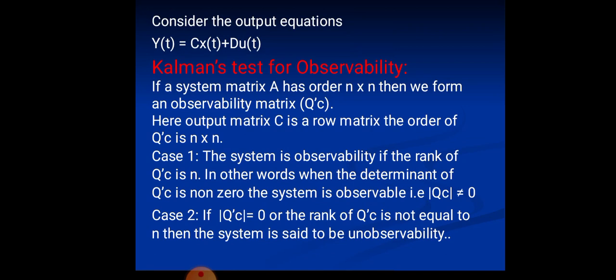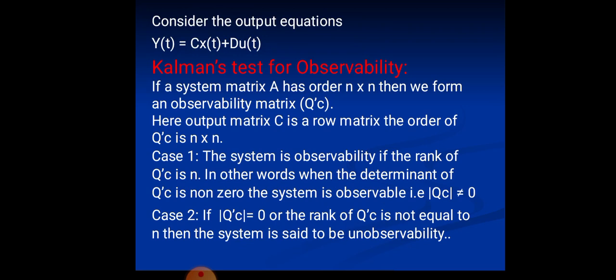Kalman test for observability: if the system matrix A has order n into n, and the matrix C has order n into n, then we form an observability matrix Q dash C. Here the output matrix C is a row matrix. The order of Q dash is n into n.